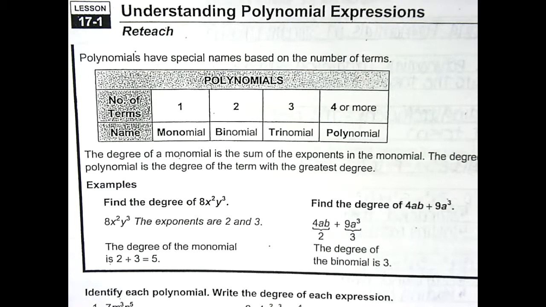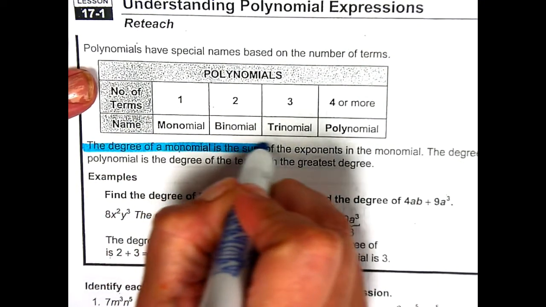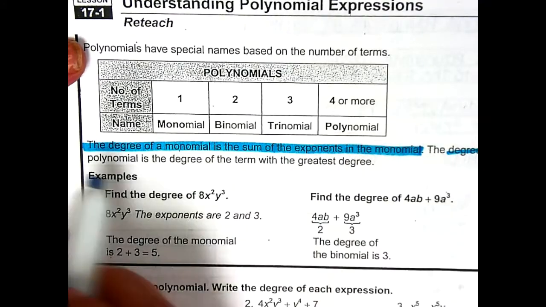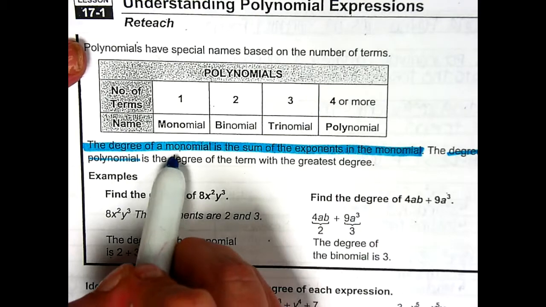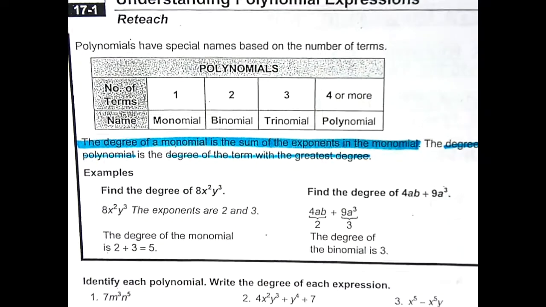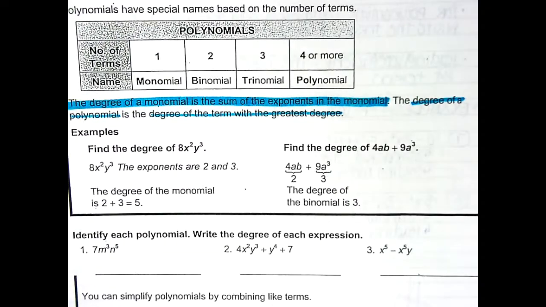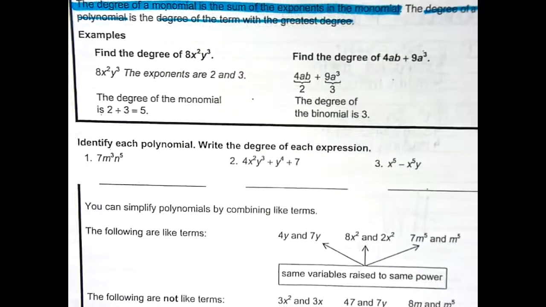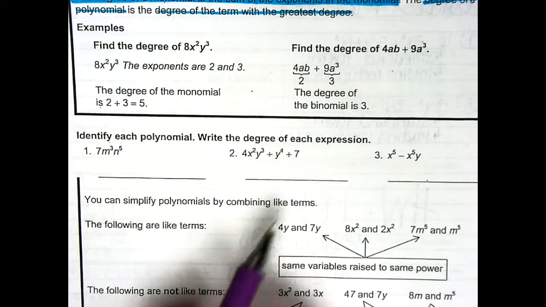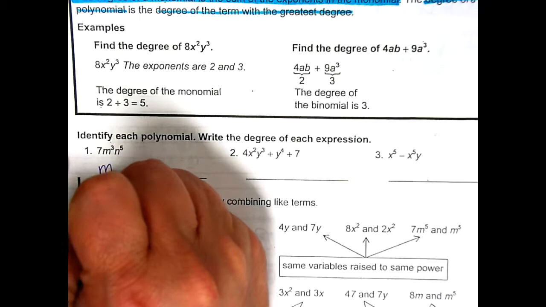Okay, the degree of a monomial is the sum of the exponents in the monomial. The degree of a polynomial is the degree of the term with the greatest degree. Okay, so we are going to identify each polynomial and then write the degree of each expression. So the first one is a monomial. There's only one term.